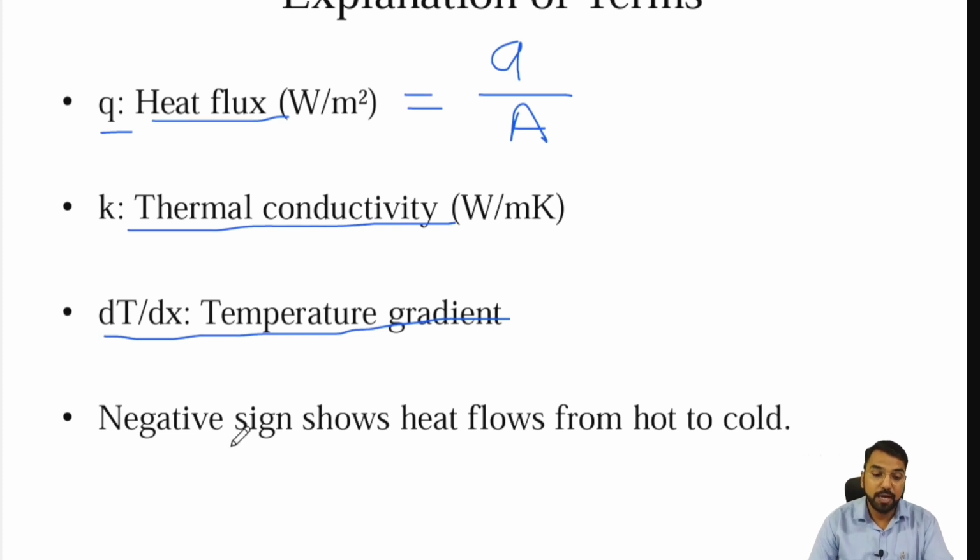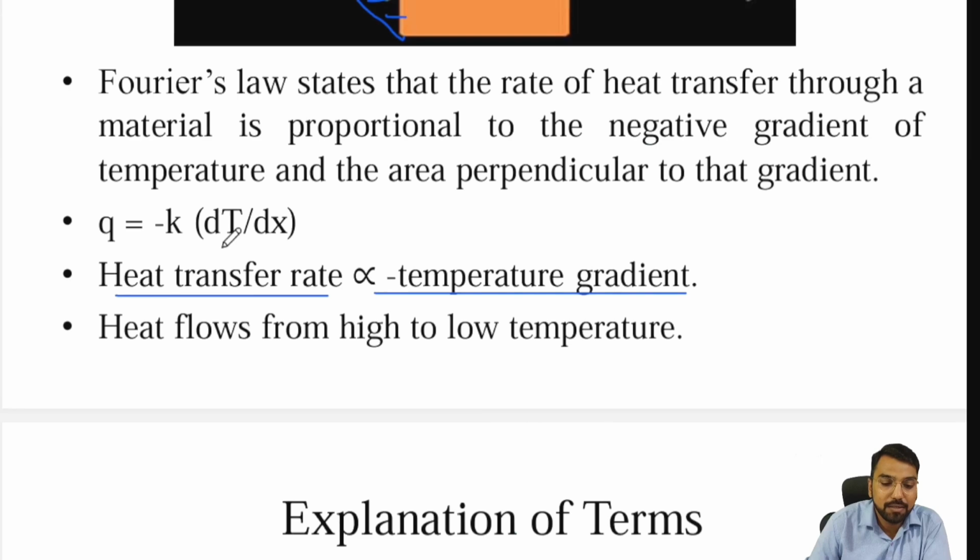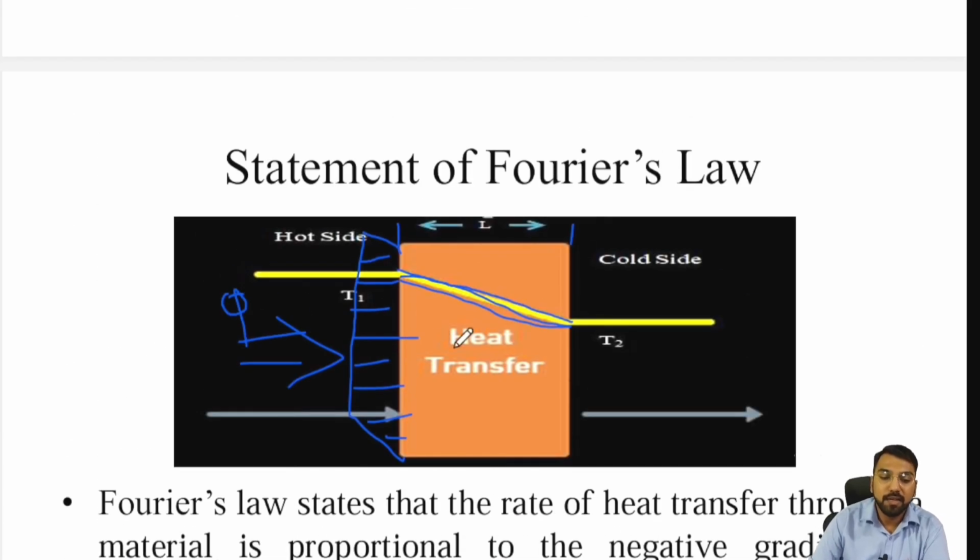The negative sign shows that heat always flows from the hot side to the cold side. This is one important aspect of Fourier's law. Why is this negative sign there in this law? Because let's take this example.